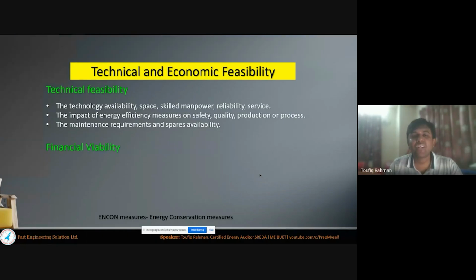Another thing is financial viability. If we want to improve things financially, it always has to be sound.